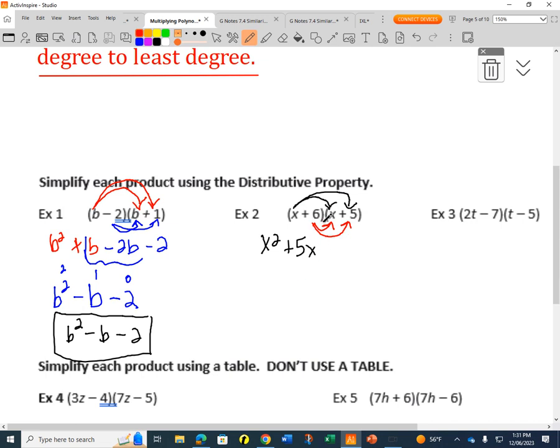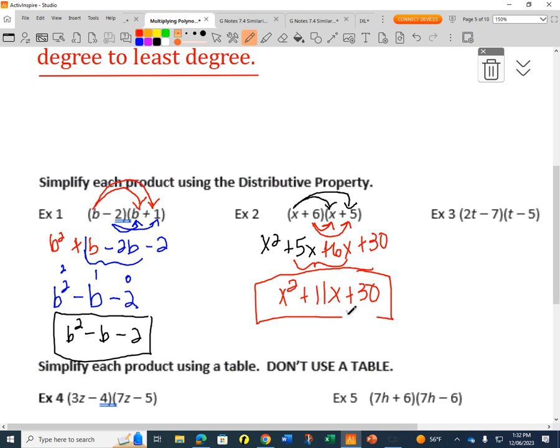So 6 times x is 6x. 6 times 5 is 30. So these middle terms are like terms, but they have an x to the power of 1. Nothing to combine with the x squares, no other constant. Say it again. 11x. Yes, very good. So it's going to be x squared plus 11x plus 30. Degree of 2, degree of 1, degree of 0. So it's in standard form.